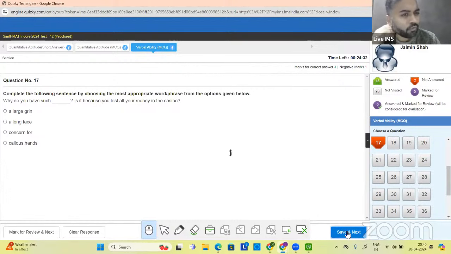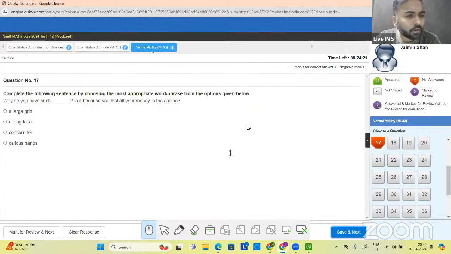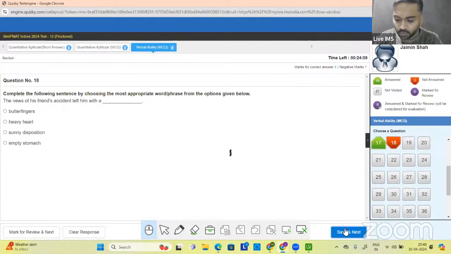Then, why do you have such a long face? Is it because you lost all your money in the casino? If you have lost money in a casino, it should be a long face, I believe. Long face. The news of his friend's accident left him with a heavy heart. Yes, obviously heavy heart.